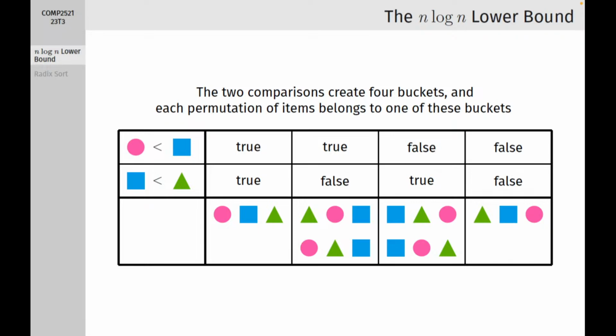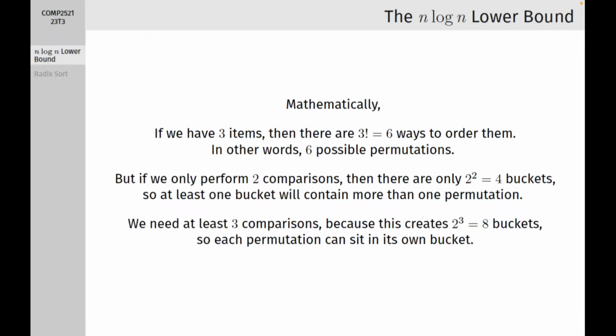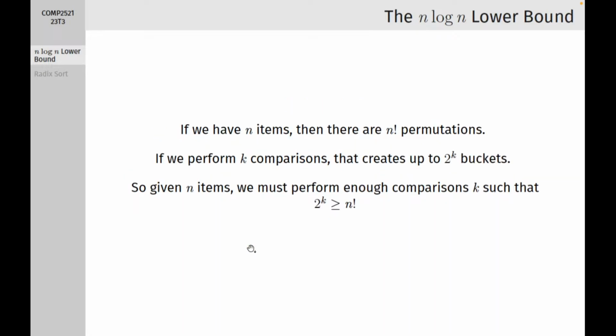If we have 8 buckets, then that means each permutation can sit in its own bucket, right? Yeah, you have 2 empty buckets. It might be, yeah, it could be. I need to think about it, but yeah. So 3 comparisons, then we have 8 buckets, so each permutation can sit in its own bucket, right?